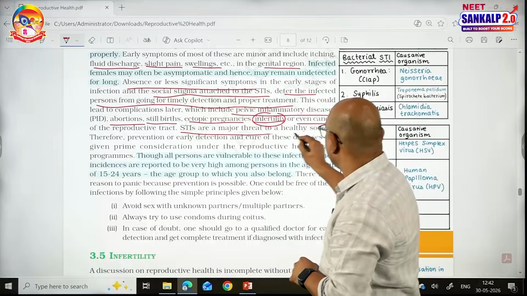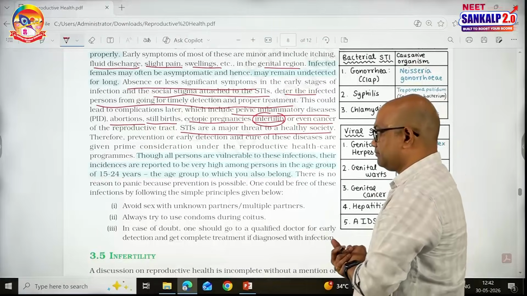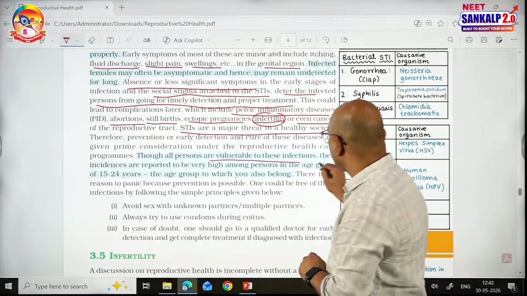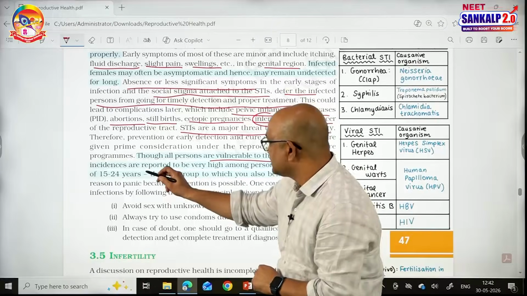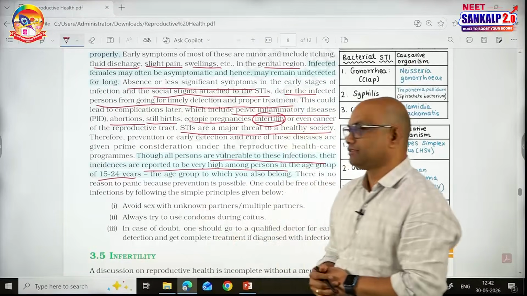STIs are a major threat to a healthy society. Therefore, prevention or early detection is very important. Though all persons are vulnerable to these infections, their incidences are reported to be very high among persons in the age group between 15 to 24 years.